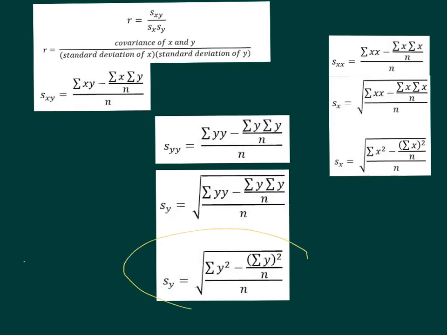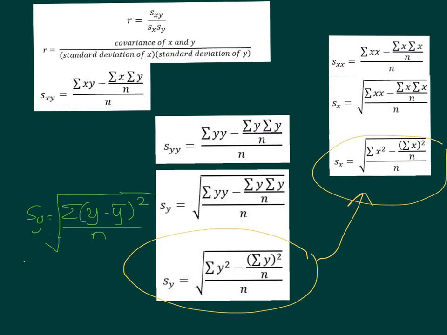The standard deviation of y is calculated using the same method as the standard deviation of x. The only thing that we do is replace the x with y. Similar to the standard deviation of x, the standard deviation of y can also be written as such. That is the square root of the sum of the squares of the differences between y and y bar, that is the y mean, over the total number of observations.